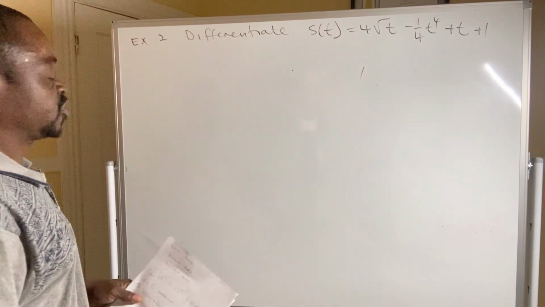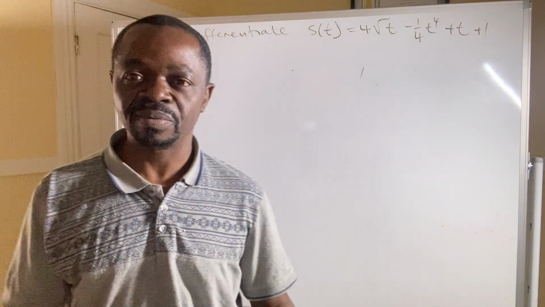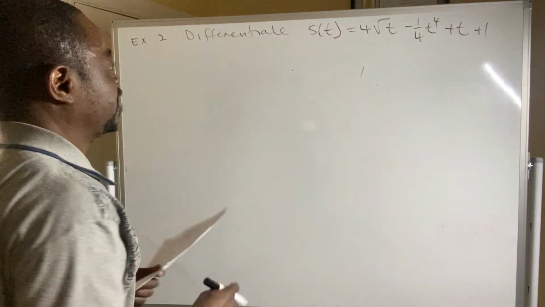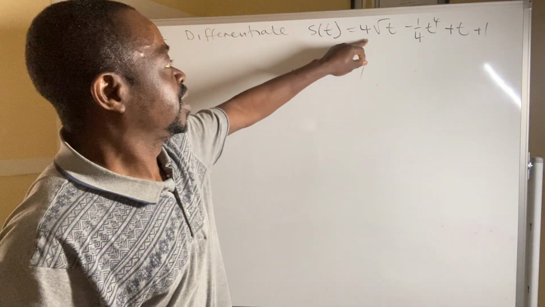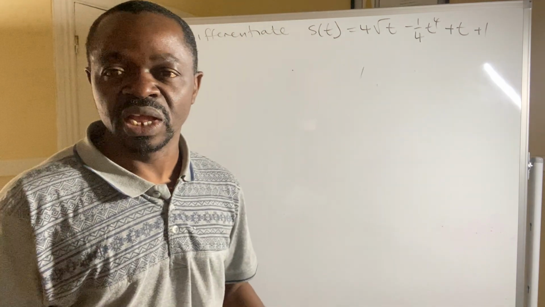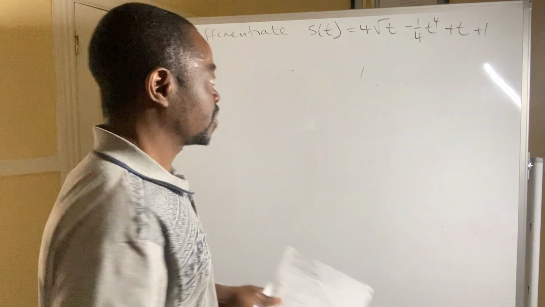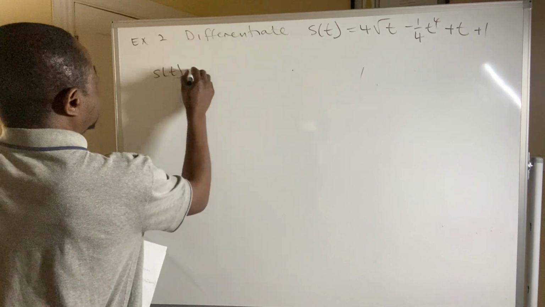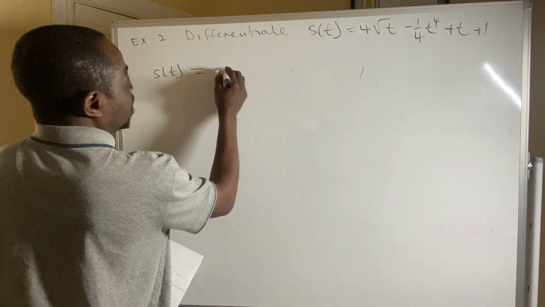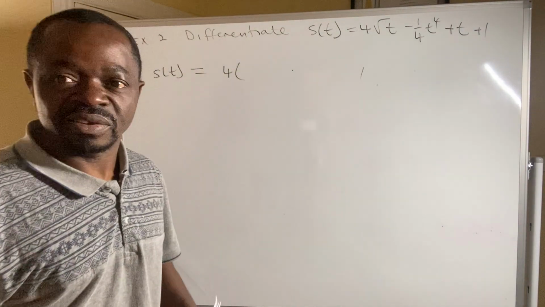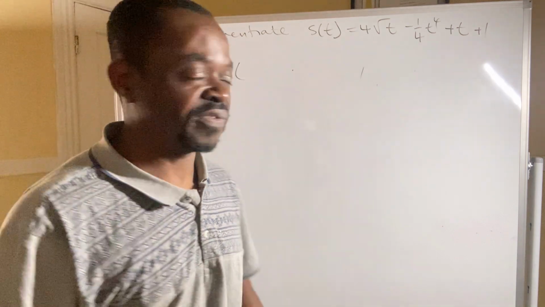All right, so we still apply the same formula, still apply the same rule. Very easy. Before that, we have a square root term here, so we have to convert that into a power before we apply the rule. So s of t is equal to 4 root of t, which is the same thing as t raised to the power half.